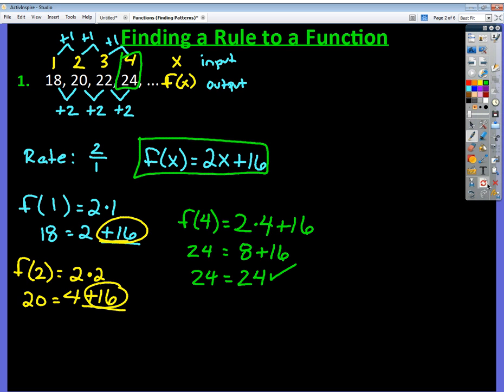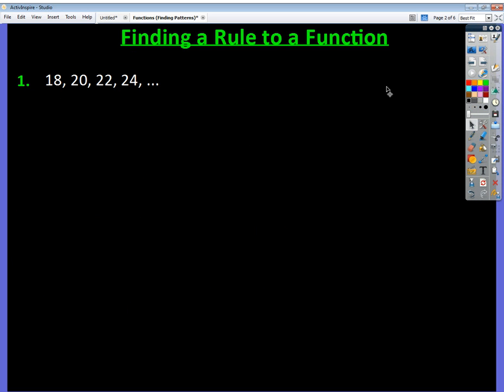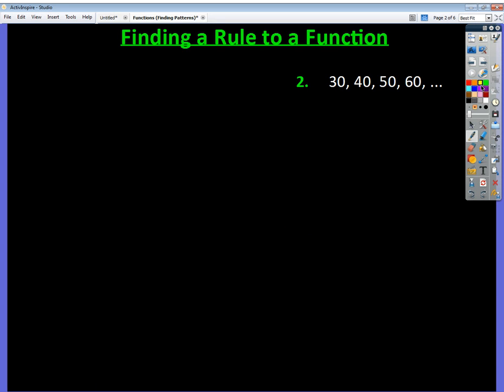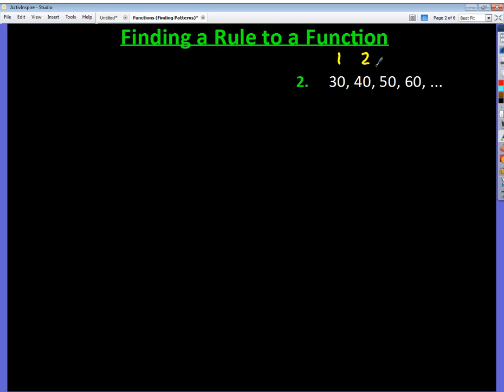So now I'm going to move on to another example. Here's our next example. In this case, more of the same. First thing I'm going to do is label my term number 1, 2, 3, and 4. And obviously all those top numbers are my x, my input, and then down below is my f of x, my function of x, or my output. So now I'm going to figure out how my output is changing. And obviously here I see it's changing by adding 10. And 10 for every what? Well, 10 for every 1 that I add up here for my input.